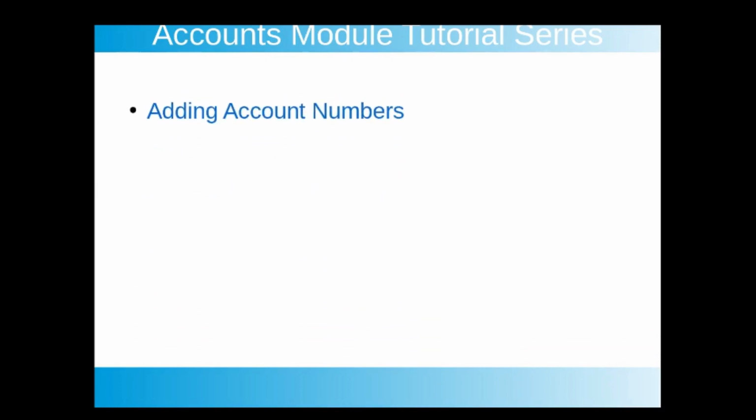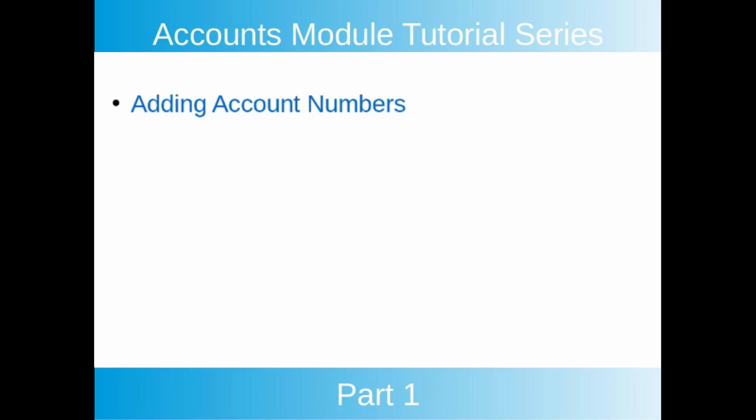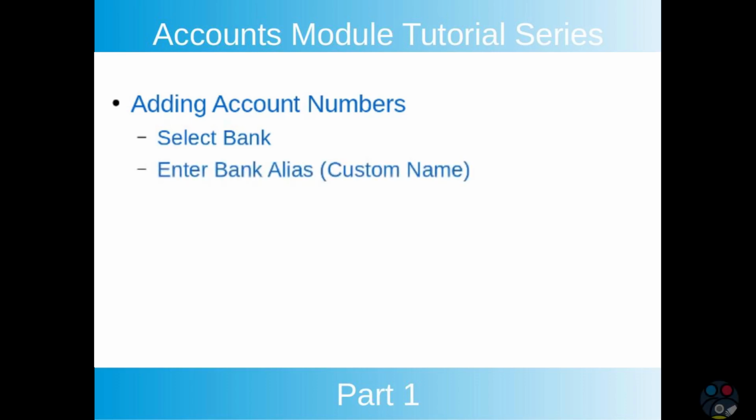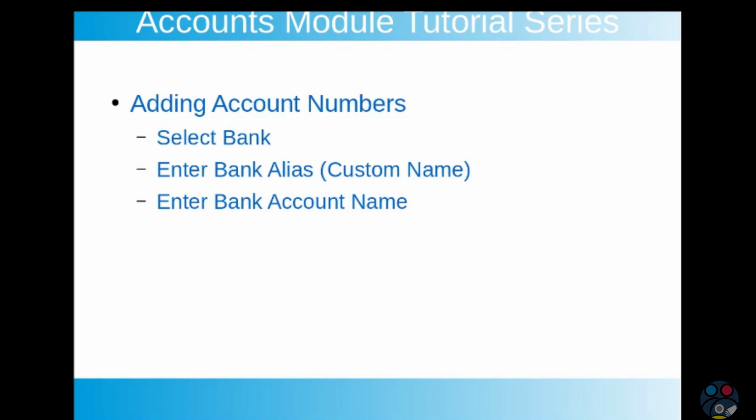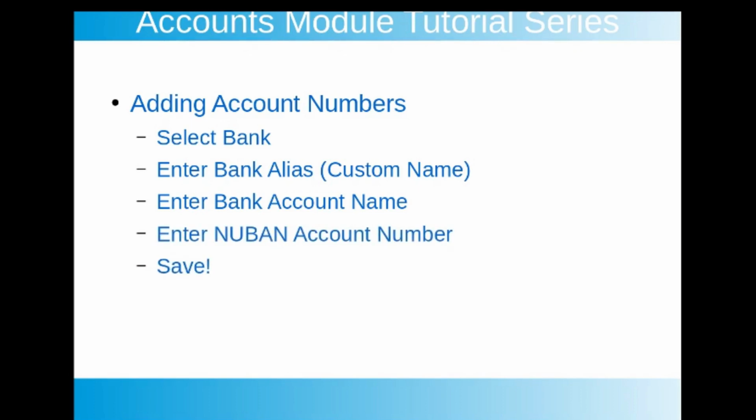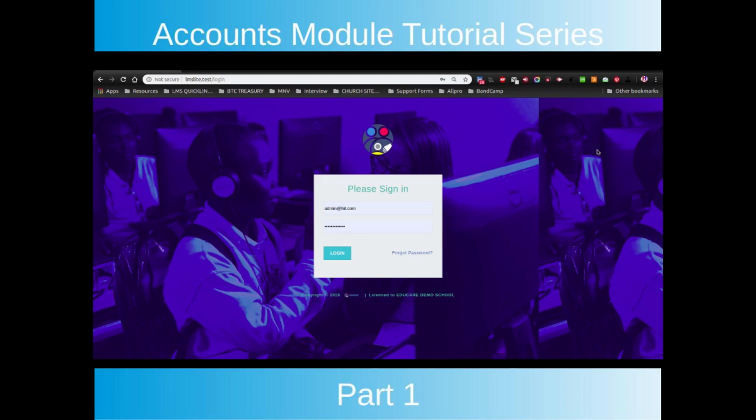So, in a nutshell, adding an account number is very simple. All it requires is to fill a form that contains the list of banks in Nigeria. Then enter the bank alias, that is the custom name that you would want to call the account number, just as a reminder. The next one is the bank account name, that is, if your school is Educare International School. Then the Nuban account number, which is a general 10-digit code. Then you click the save button and that's it. So let us quickly get to the tutorial.